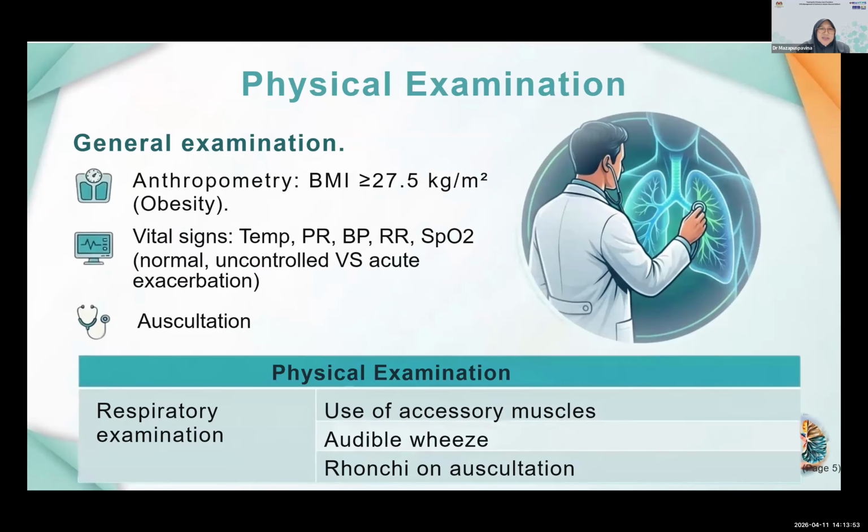So for physical examination, don't forget to check the patient's anthropometry. Is the patient obese, BMI more than 27.5? Check the patient's vital signs to make sure they are normal. If it's uncontrolled, it will show some signs, and you need to recognize the acute exacerbation. Okay, then you auscultate.